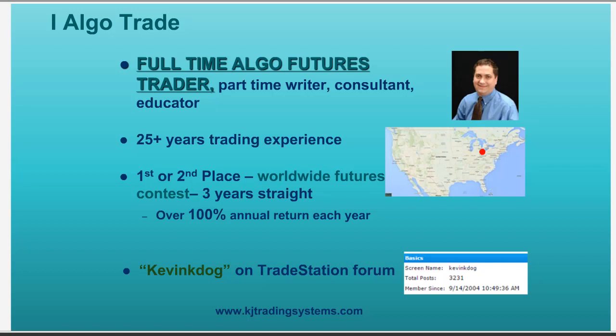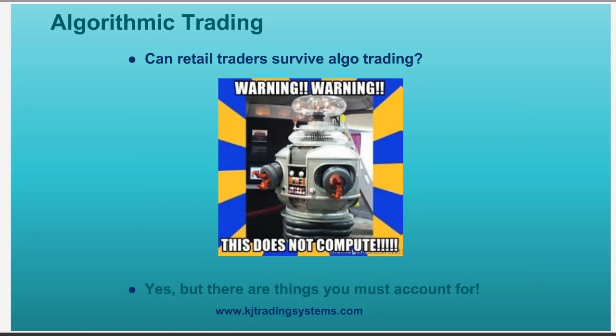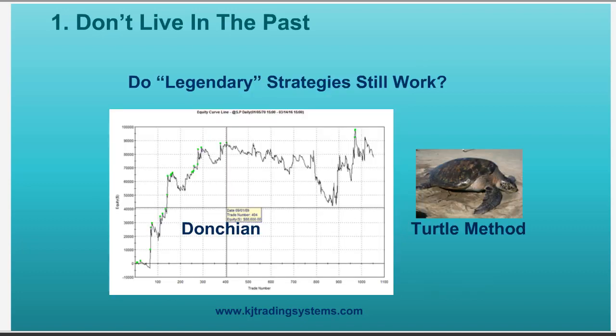I know a lot of other people have had success too. So the answer is, yeah, you can be successful. But it's not easy. Trading is not easy. And don't let anybody tell you that it is easy, because either they're trying to sell you something or they're lying. And usually both. But retail traders can survive in this trading world, and algo traders can definitely survive. There's just things you've got to account for. So I'll give you some things to think about in your own trading.